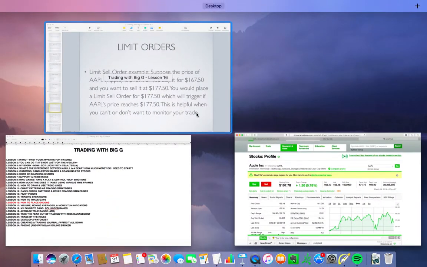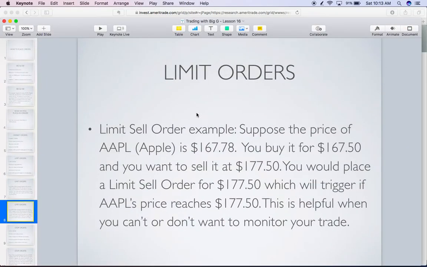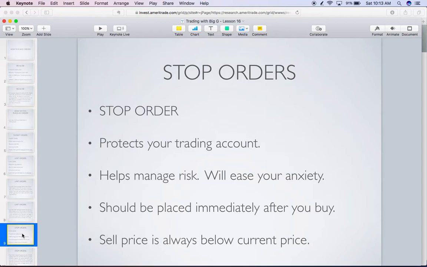So that is market orders and limit orders. Now, the most important order probably is a stop order, because a stop order protects your trading account. A stop order helps you to manage your risk. It eases your anxiety. You know before you place the trade, or at least you should know before you place the trade, how much you're willing to lose. And so after you buy, you should immediately place a stop order on the stock that you buy, so that you can manage your risk and protect your money. That's the biggest thing, is protecting the money that you have and managing your risk.